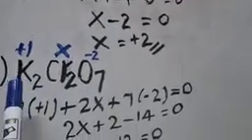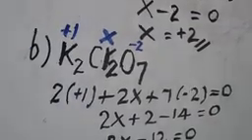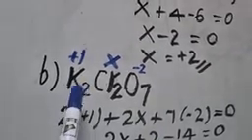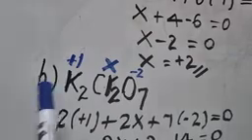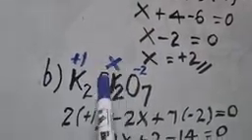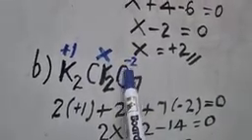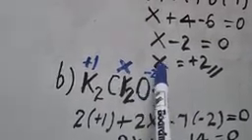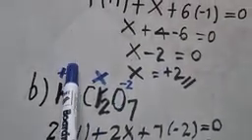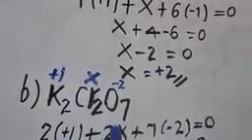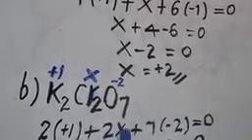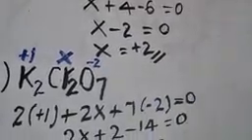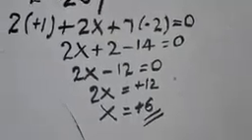Here, question number 1B is the potassium dichromate compound. Therefore we assign potassium +1, it is obvious. Chromium we don't know, but it is going to be calculated. And in most common compounds of oxygen, the oxidation state is -2, it is obvious. Therefore 2 times +1 for potassium, plus 2 times X, plus 7 times -2, and the summation must be equal to 0.